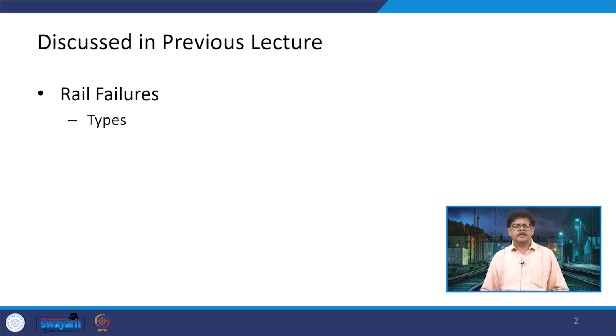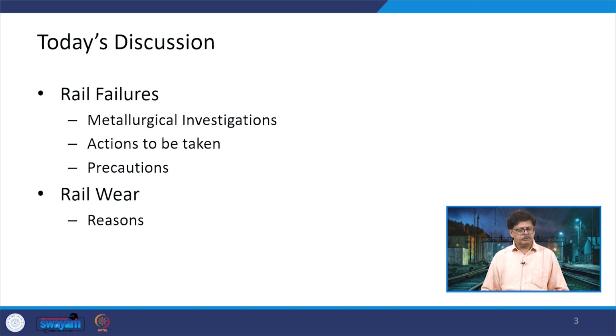failures, the categories as A, B, C, D, E, F, those particular categories were also looked at, and then the specific types of failures were also talked about, say the wheel burns and the scabbing. Today we will be talking about few of the rail failures, and then we will move into the metallurgical investigations.